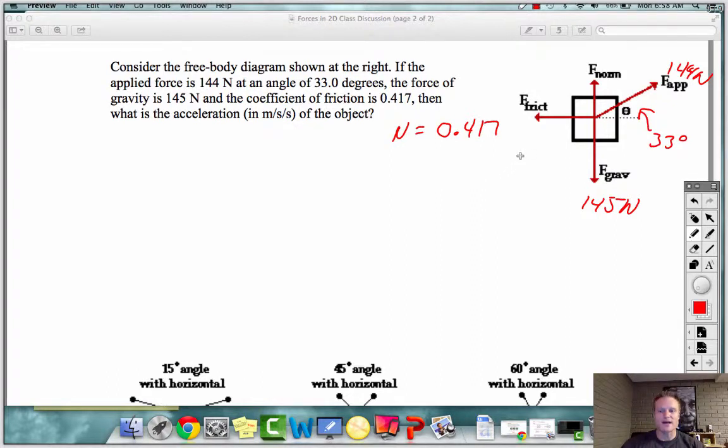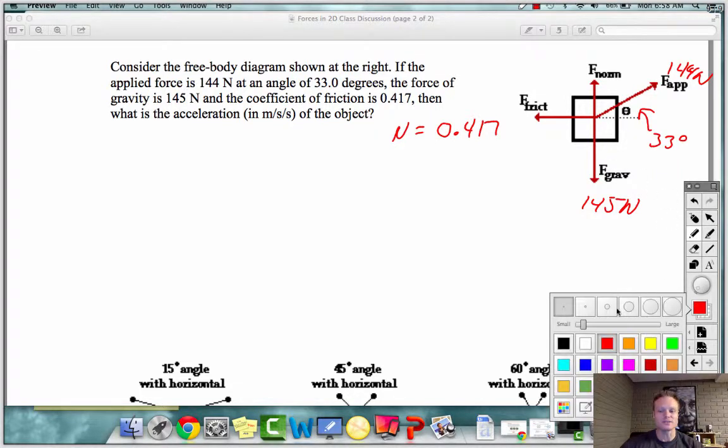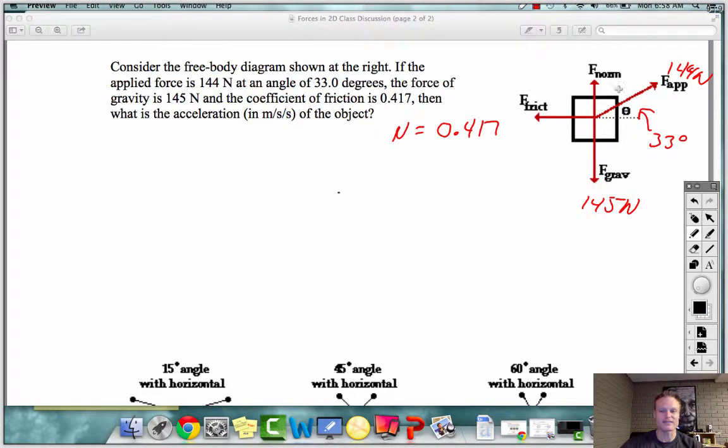Well, the first thing I want to do is I don't like this force here at an angle of 33 degrees. I'm going to break that force into x and y components so I can start to get my F net going, because that's really what I'm going to use here. So I'm going to use Newton's second law, F net equals ma. Okay. So I'm going to redraw this little guy over here, F applied, so I can see it a little better. Here's F applied, and the hypotenuse is 144 newtons.